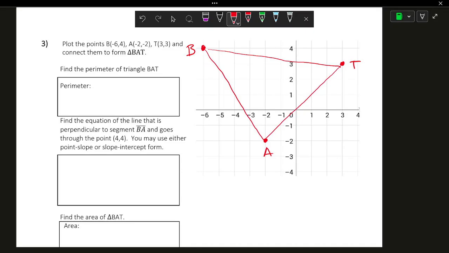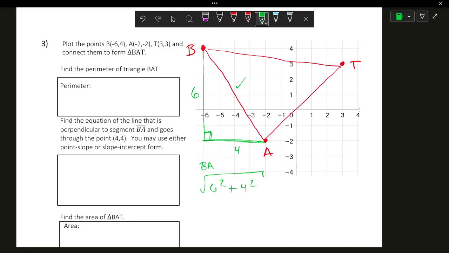And the first question is find the perimeter of that triangle. All right, it's a Pythagorean theorem problem, right? I've got to figure out the height and the bases of these right triangles, and solve this right triangle to get this hypotenuse. That hypotenuse is part of the perimeter of BAT. This is 4 units right here. And B is up at positive 4 and A is down at negative 2. That's a difference of 6 units. So this right here is going to be 6 squared plus 4 squared. The square root of that is the length of segment BA.